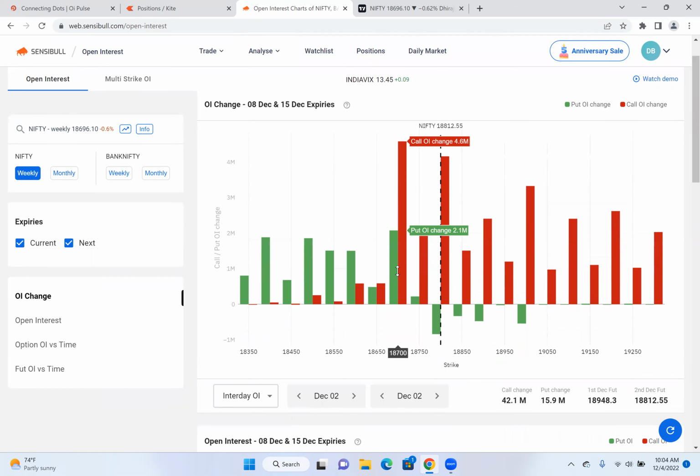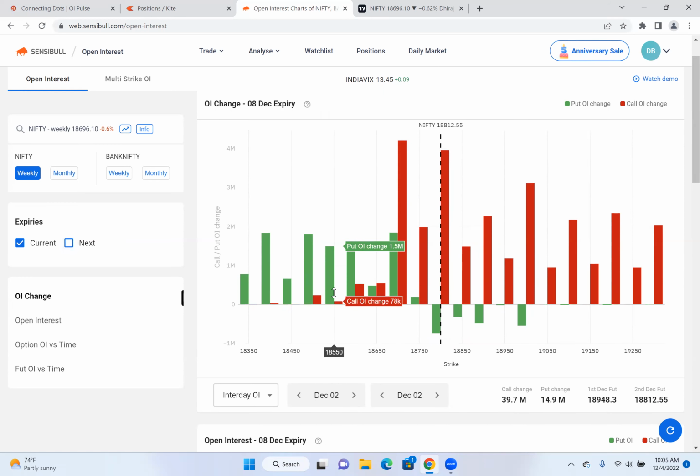You see, this is 18,700. Just on Friday, 4.6 million contracts were written on the call, whereas only 2.1 million contracts were written for the put. This is only Friday data, and this is the cumulative data. Let me look at the weekly expiry, just make it for the current expiry. Okay, so number of calls were 4.2, put was only 1.8 for 8 December expiry on Friday.